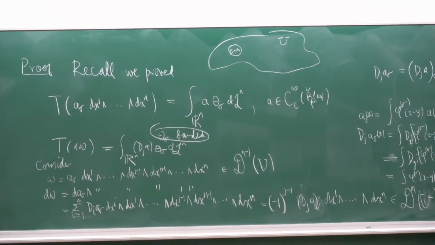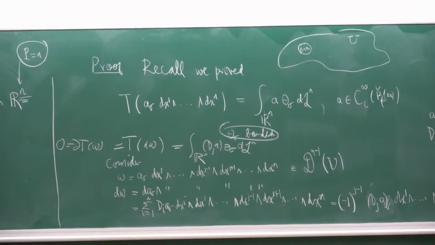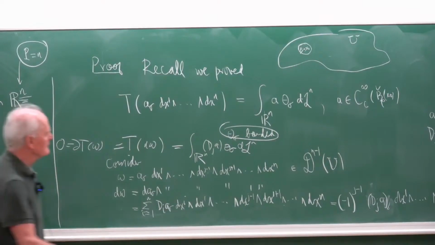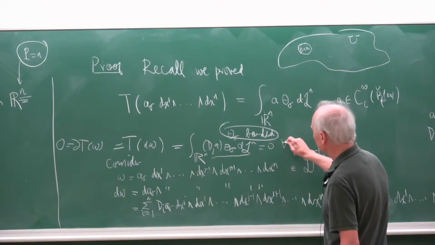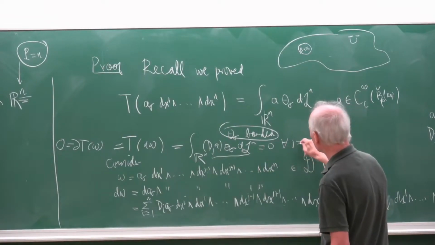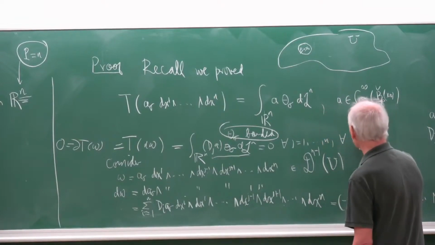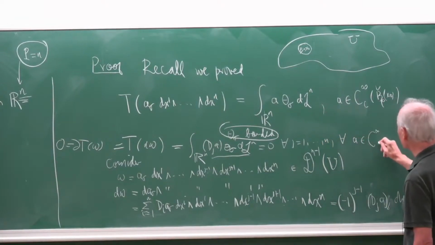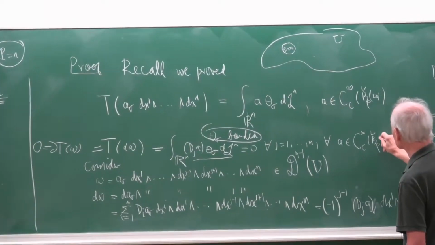So that's that. Now on the other hand, notice this is 0, because by definition of boundary, this is that. And that's 0 by assumption. We're assuming that boundary T is 0. So that means this is 0. This equals 0 for every j equals 1 up to n, and for every a in C infinity with compact support on B sigma x0.